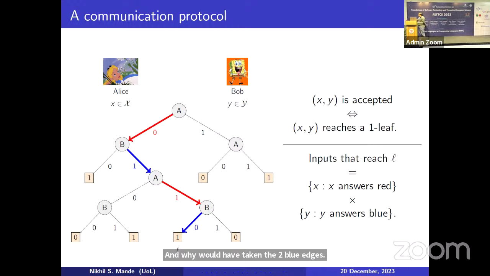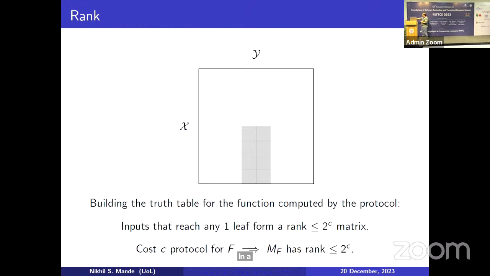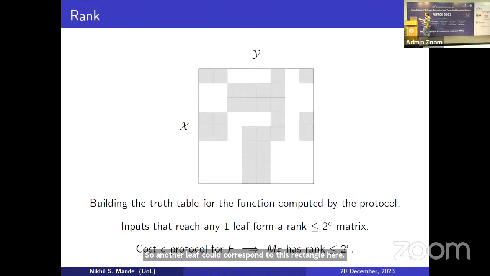Now, if you look at this in the communication matrix of F, it's just a bunch of ones in a submatrix that's a subset of rows cross subset of columns, like this. So one leaf corresponds to a rectangle that is monochromatic, that has the same value everywhere. Another easy thing to see is that all leaves correspond to disjoint inputs, so no leaves overlap. So another leaf could correspond to this rectangle here. Now, if you look at all the one leaves, this is another example. So you don't need to have contiguous rows or contiguous columns. A rectangle is just a subset of rows cross a subset of columns.